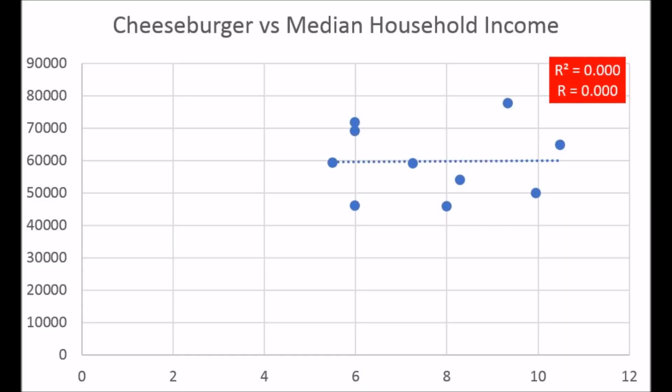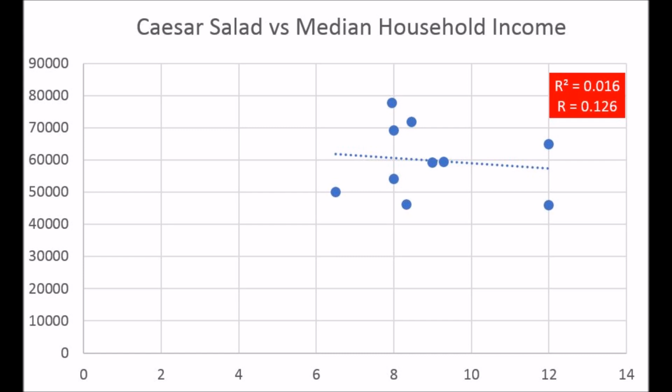So let's take a look at this first graph here, cheeseburger price versus median household income. Now here, going to three significant figures, the R-squared value and the R value are each 0.000. There is absolutely no correlation between these two things. Moving on to our second pairing, Caesar salad versus median household income. So here we see the R-squared value is 0.016, R value of 0.126, by taking the square root of that R-squared value. So for Caesar salad versus median household income, we have 0.126, which is really just a weak correlation.